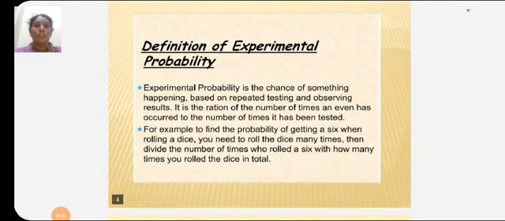Definition of experimental probability. Experimental probability is the chance of something happening based on repeated testing and observing results. It is the ratio of the number of times an event has occurred to the number of times it has been tested. For example, to find the probability of getting a 6 when rolling a dice, you need to roll the dice many times. Then divide the number of times you rolled a 6 by how many times you rolled the dice in total.